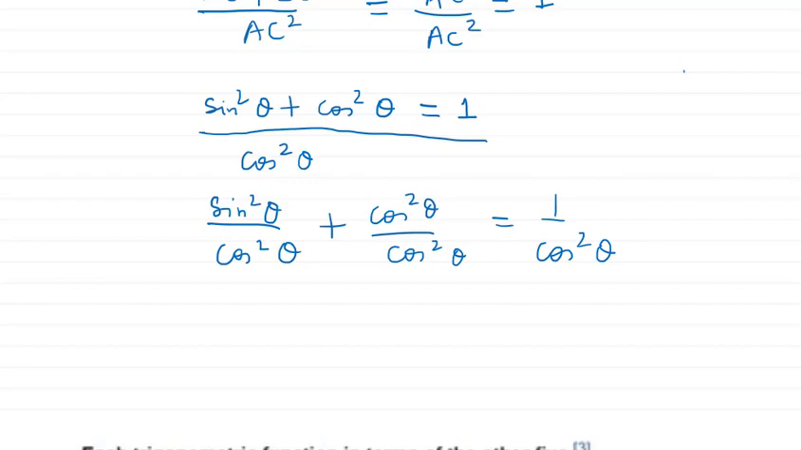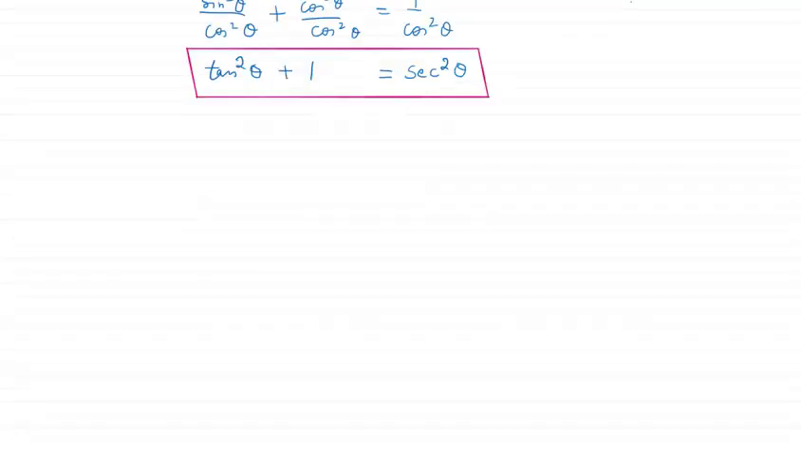The first one will become tan, sine by cos, as I discussed. So this will be tan square theta, plus this one will be 1, and the other one here will be 1 by cos square theta, which is sec square theta. So we got the second identity, that is tan square theta plus 1 equals sec square theta.